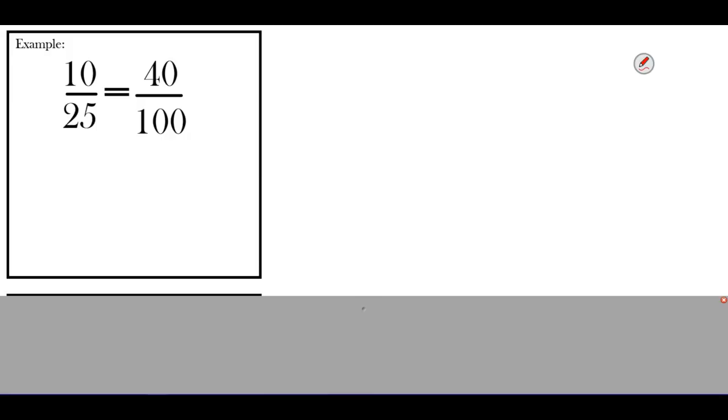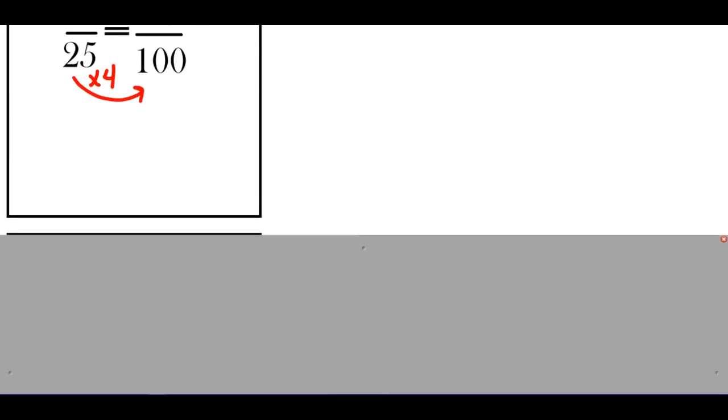Another way to look at it is, you can say, well, what times 10 gives you 40? If I take 10 times 4, that gives me 40. If I can multiply 25 times 4, will that give me 100? So the answer is yes. So these are equivalent fractions to each other, or excuse me, equivalent ratios. That's one of the examples and ways that you're going to be asked to do this.